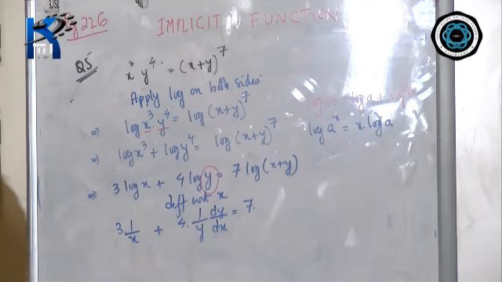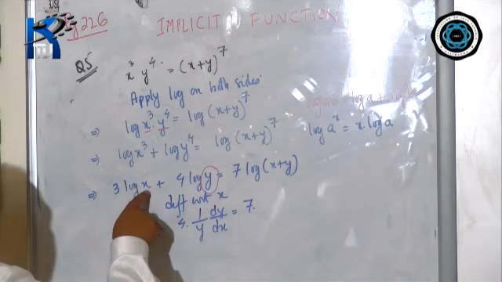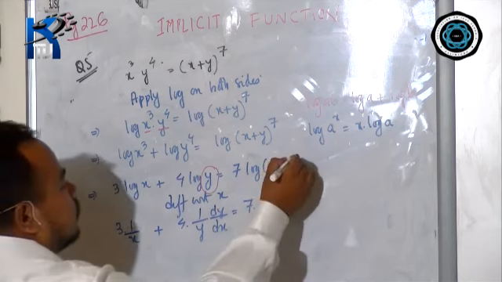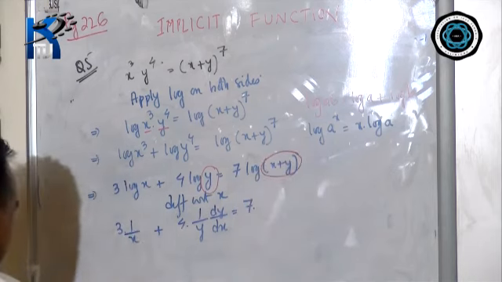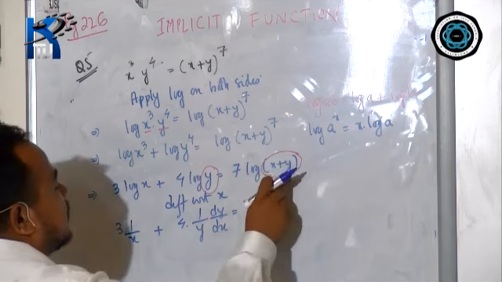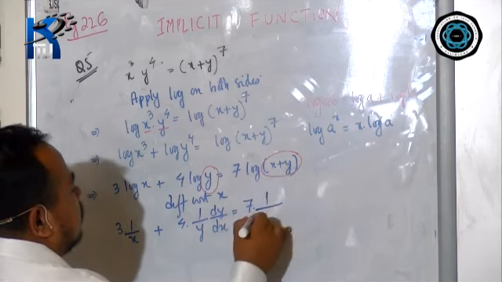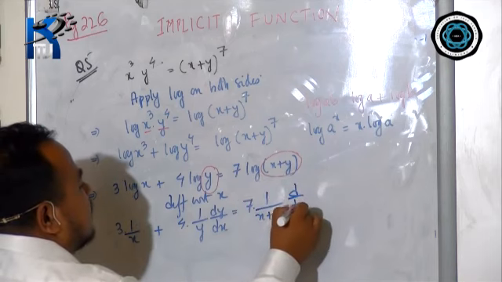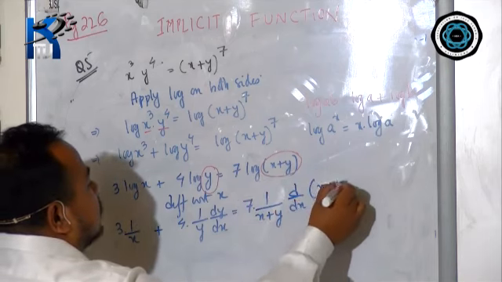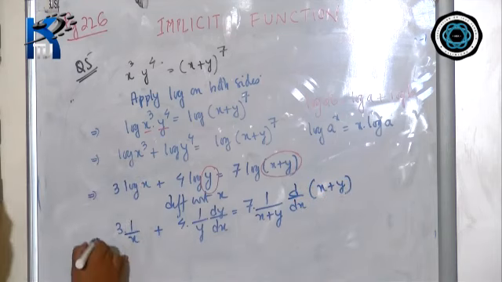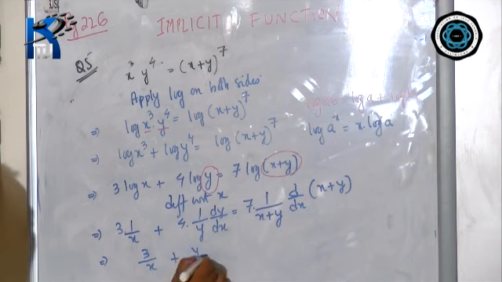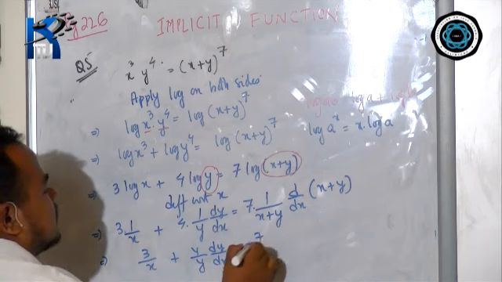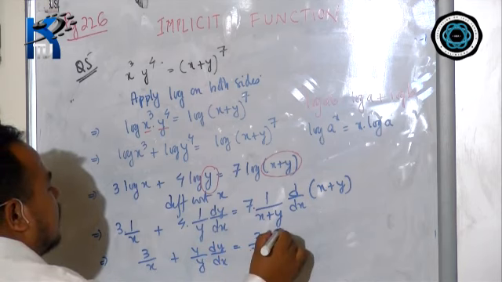7. Again, log should always be with what? x. But this is x plus y. So we assume this part also as x. So what do you get? If I take this part as x, log (x plus y) becomes 1 by (x plus y), but this is just an assumption. So d by dx of (x plus y). So you are left with 3 by x plus 4 by y dy by dx equal to 7 divided by (x plus y).